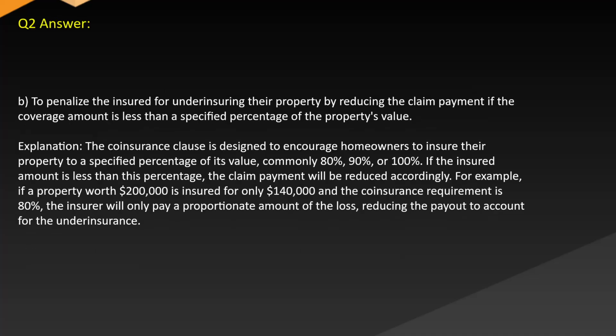Answer. B. To penalize the insured for underinsuring their property by reducing the claim payment if the coverage amount is less than a specified percentage of the property's value. Explanation. The coinsurance clause is designed to encourage homeowners to insure their property to a specified percentage of its value, commonly 80%, 90%, or 100%. If the insured amount is less than this percentage, the claim payment will be reduced accordingly. For example, if a property worth $200,000 is insured for only $140,000 and the coinsurance requirement is 80%, the insurer will only pay a proportionate amount of the loss, reducing the payout to account for the underinsurance.